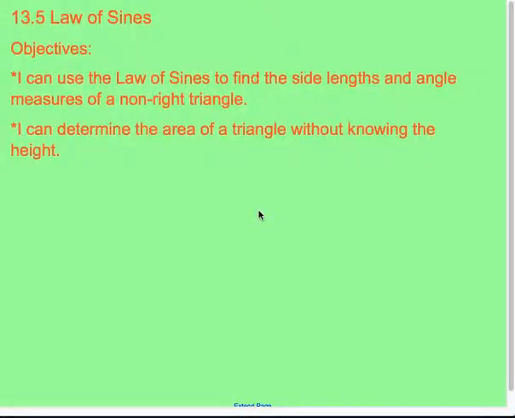13.5 today, which is the law of sines. We've got two objectives for this lesson. One is to use the law of sines to find side lengths and angle measures of non-right triangles. And then we're also going to learn a method for determining area of a triangle without knowing the height.